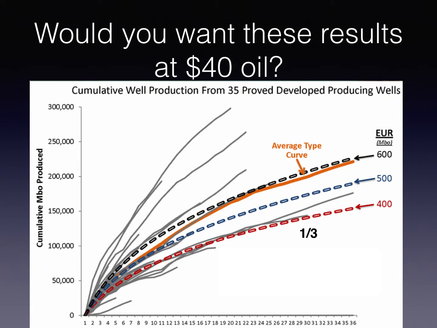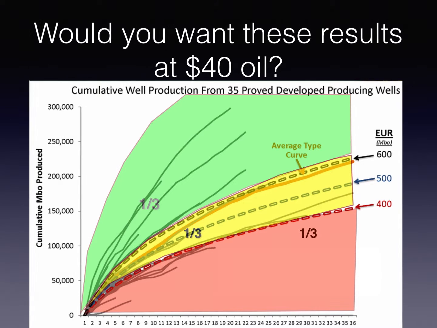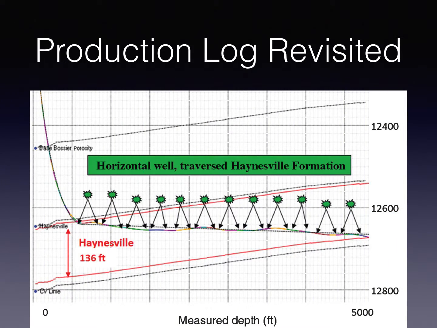Here's another example, 35 wells. You can see the one-third, one-third breakdown: green, yellow, red. Would you really want these kinds of results at $40 oil? Well, let's understand why we've got this kind of variability. And to do that, let's go back and take a look at the production log report on the Haynesville Shale.